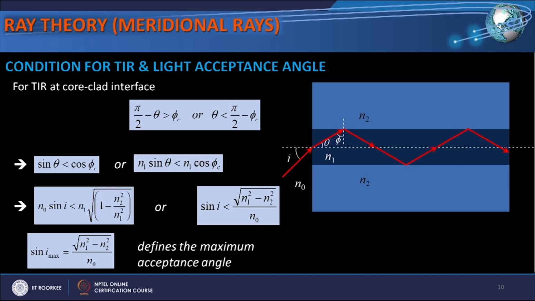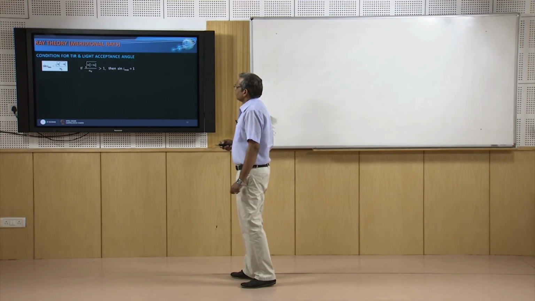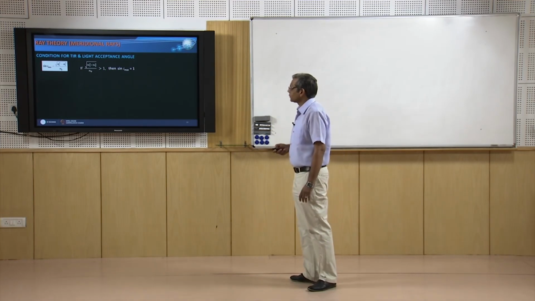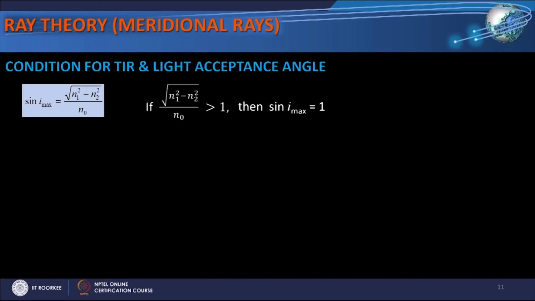through the optical fiber. If I take the outside medium as air, then n0 is equal to 1 and sin I max is equal to square root of n1 square minus n2 square. Now, we have seen that sin I max is given by this, but the question is, if square root of n1 square minus n2 square over n0 is greater than 1, then what would be I max or sin I max? As I know that sin I max cannot assume values greater than 1, even if it is greater than 1, sin I max will be capped at the value 1, because I max cannot be greater than 90 degrees.